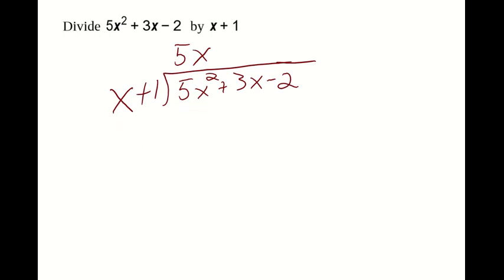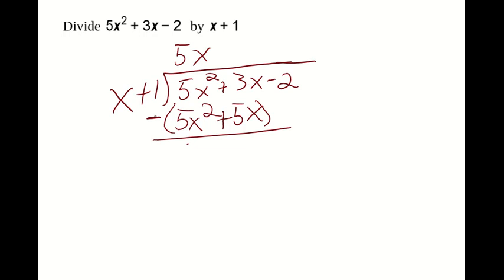So then what we do is take this 5x, this piece of the quotient, and multiply it by our entire divisor. So we'll do 5x times x, our product is 5x squared, 5x times 1, we get 5x. Then, just like we did in our other long division problems with just numbers, we're going to subtract this from the dividend. So 5x squared minus 5x squared is 0, which is what it should be. Then we have 3x minus 5x, so we will get a negative 2x.